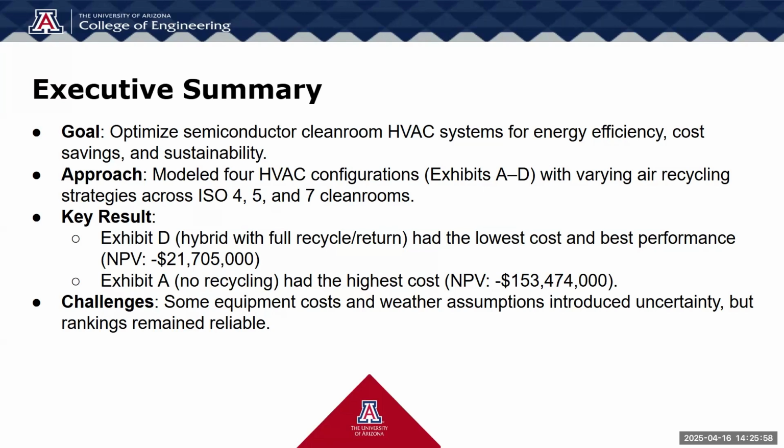We as a team have designed 4 theoretical HVAC systems that we call exhibits A through D, and these exhibits allow us to accurately compare these models and determine the most cost-effective system. Exhibit D was found to have the best performance and lowest cost with an NPV of negative $21,705,000, and Exhibit A acted as our control with no optimizations, and it resulted in a net present value of negative $153,474,000.